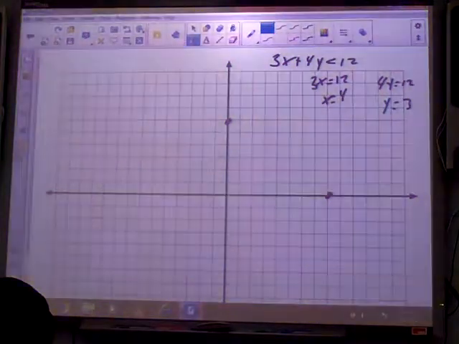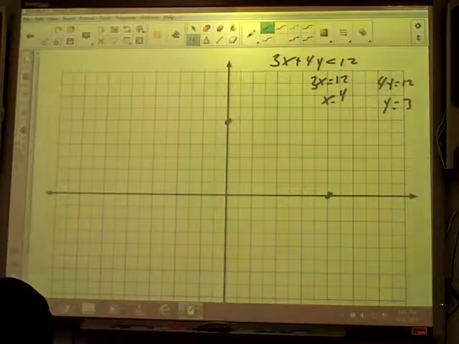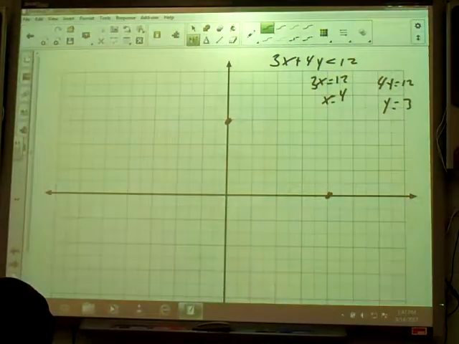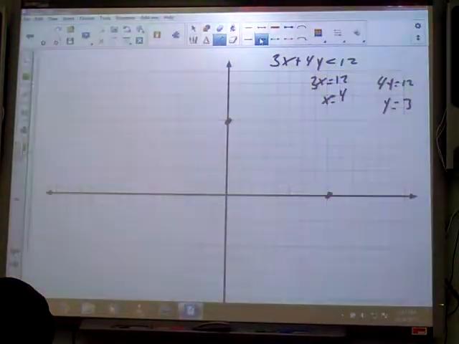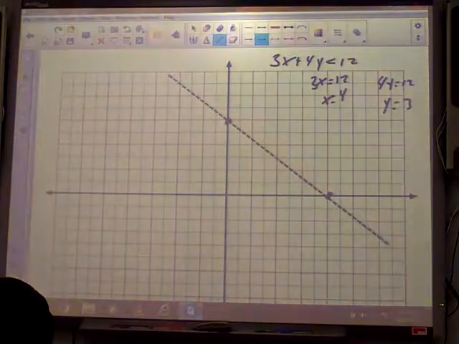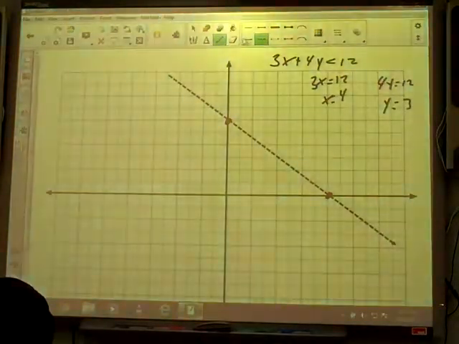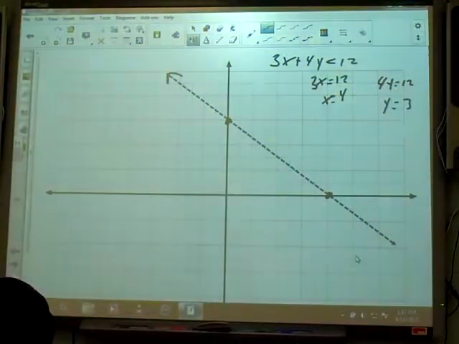Alright, now is the line that goes through these points going to be solid or dashed? Dashed, good, because there's no bar underneath the less than sign. So this one's just going to be a good old dashed line. Okay. Now I've got to figure out, do I shade above it or below it?